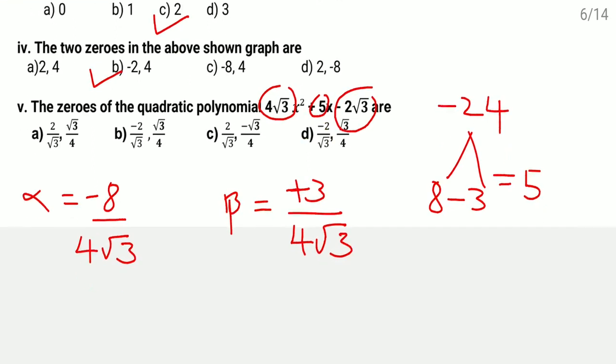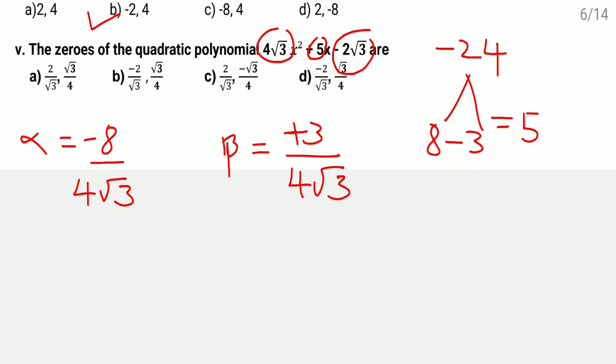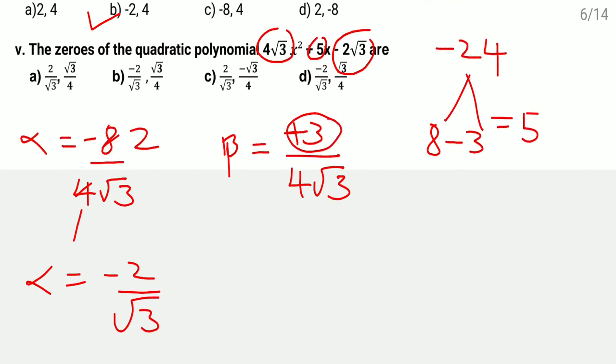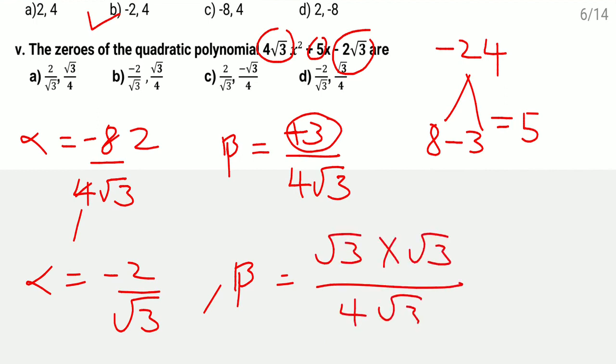And later if we are able to reduce them, reduce. 4 1s are 4, 4 2s are 8. So alpha which is equal to minus 2 by root 3. And value of 3 means root 3 into root 3. So I can write down beta which is equal to root 3 into root 3 divided by 4 root 3. So this root 3 and root 3 got cancelled. Now further we cannot reduce them.